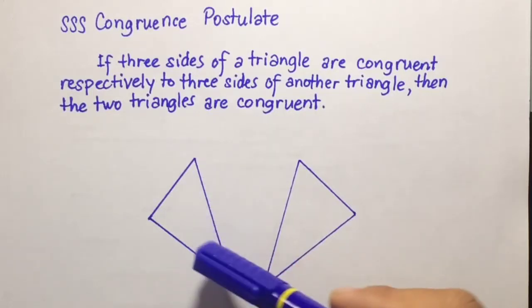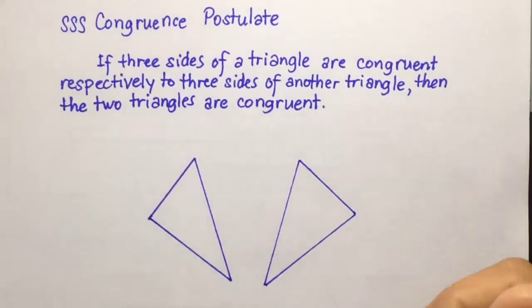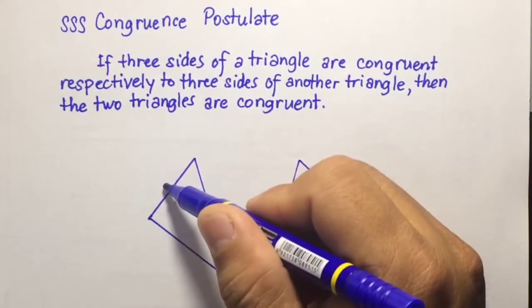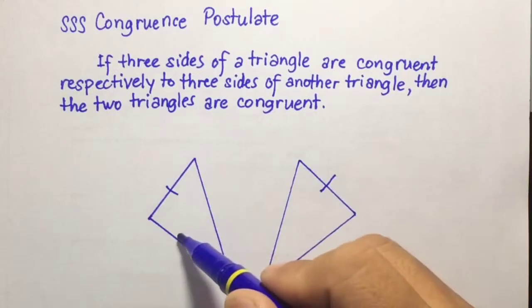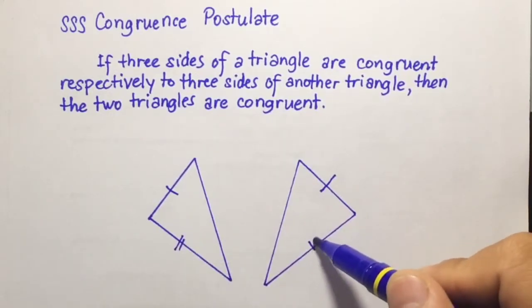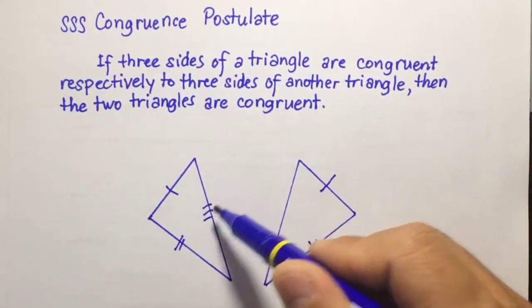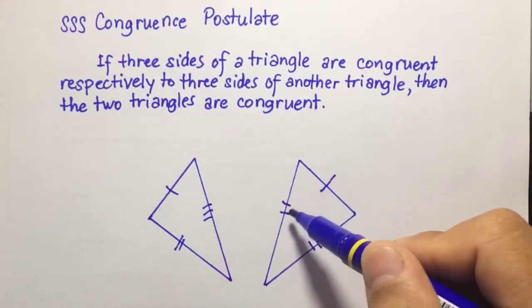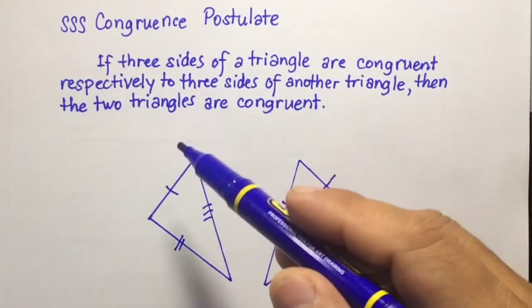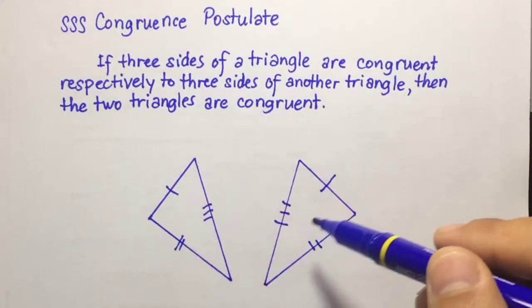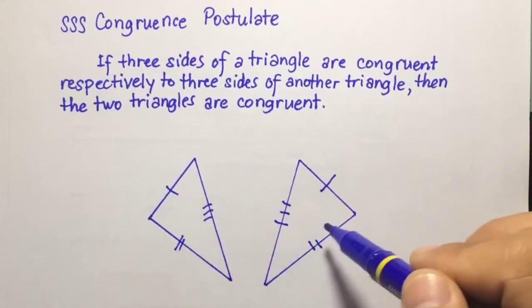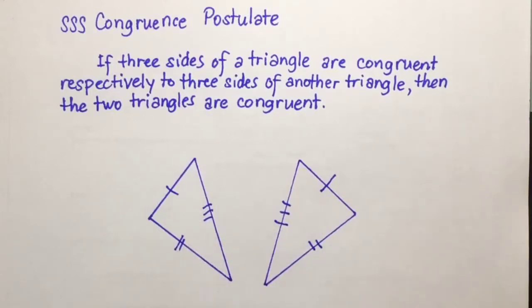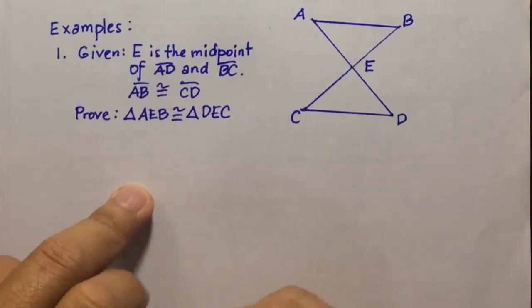So if we're going to have these triangles here, we'll just prove that the three pairs of sides are congruent: this side here and this side here, this side here and this side, and the hypotenuse here, if we're going to have this one as a right triangle. We are going to prove three pairs of corresponding sides to be congruent so that we can say that these triangles here are congruent using the SSS Congruence Postulate. Example number 1 here.